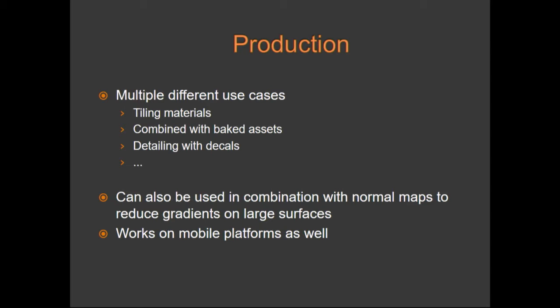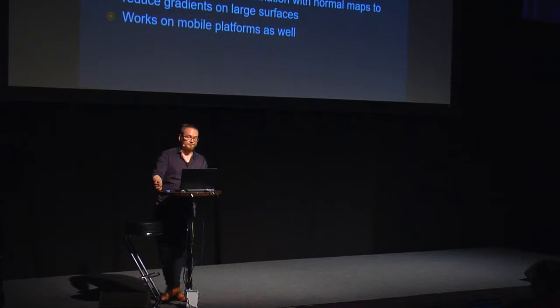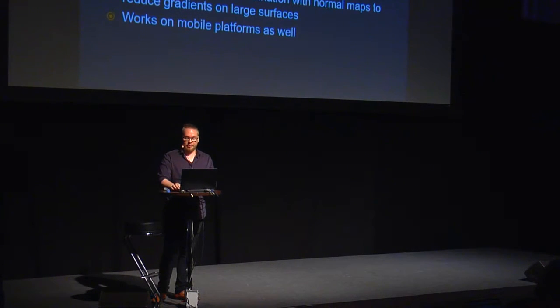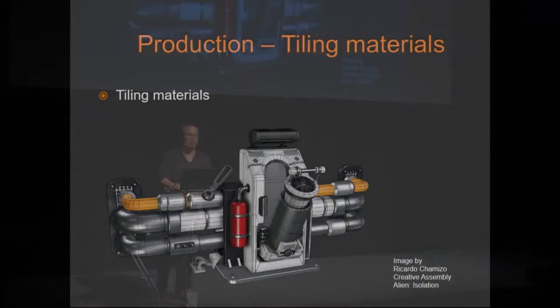And you can also use face weighting in your traditional workflows. Generally, this is to reduce the gradients on large surfaces of your low poly model or in the normal map. And this workflow works on mobile as well, if you have the possibility to use some more vertices in your models. All right, let's move on to the first use case, the tiling materials.